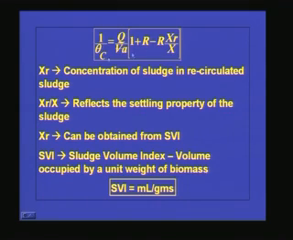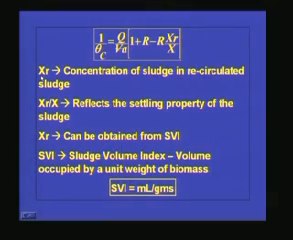Again we can see that if the theta c is fixed, the volume of the tank is fixed and the flow rate is fixed, the R is depending upon the concentration of the recycled sludge and the concentration of biomass in the aeration tank. So, here Xr is the concentration of sludge in the recirculated sludge, and Xr by X reflects the settling property of the sludge. That means how the sludge settling is taking place in the secondary sedimentation tank.